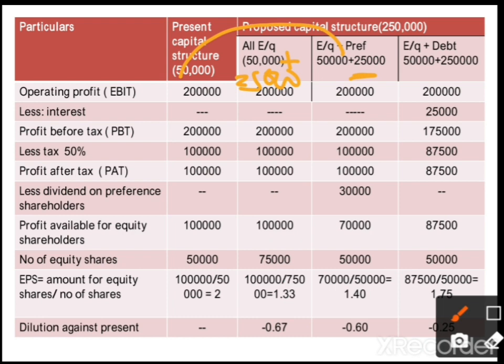Next, in plan 3, again the old equity shares are 50,000 plus debentures of 2,50,000. First, you have to bifurcate each plan: how much is equity shares, preference shares, and debentures, in the head of the box. Because that makes the calculation of EPS very easy. Let us move to the solution.